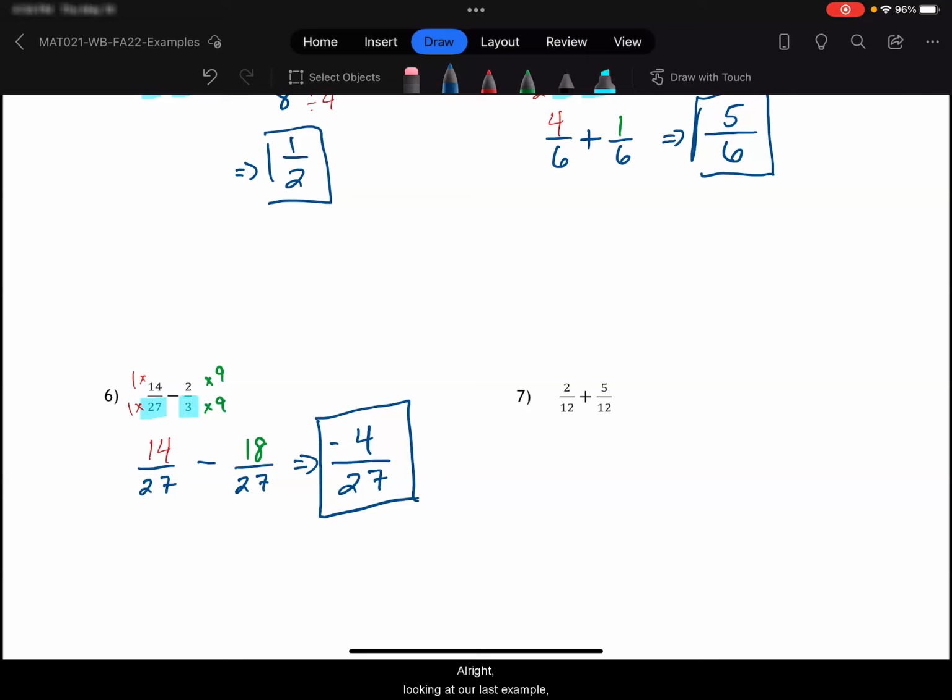All right, looking at our last example, number 7, we have 2/12 plus 5/12. Both of our denominators are the same. Okay, so we don't have to do any changing for those. We just get to keep our denominator. I'm going to write my answer with that common denominator and then add my numerators. So 2 plus 5 would give me 7. Nothing goes into 7 and 12. So that's going to be our final answer for that one, 7 over 12.